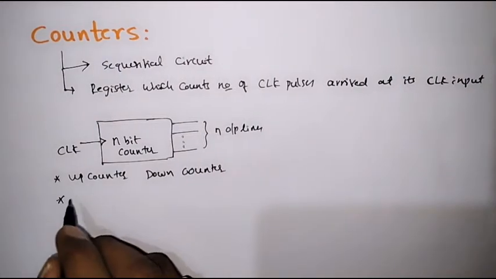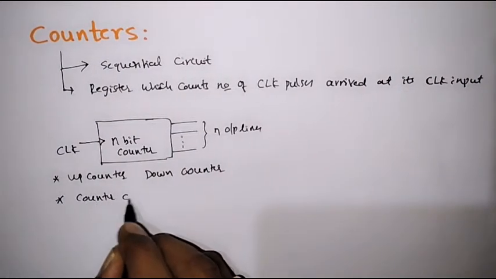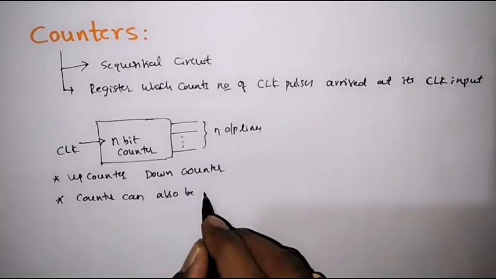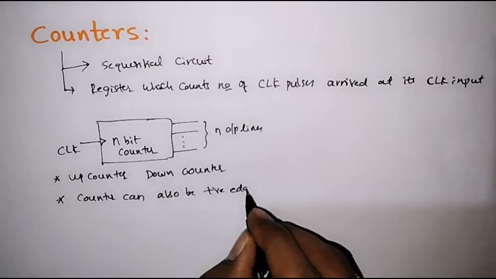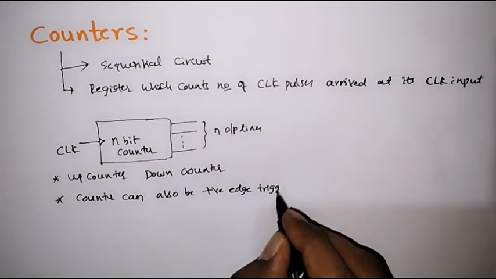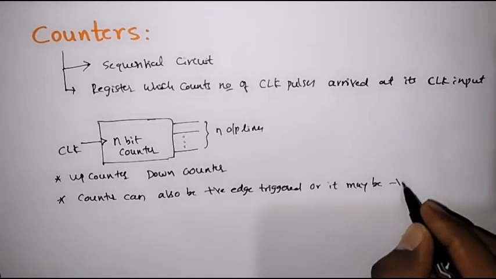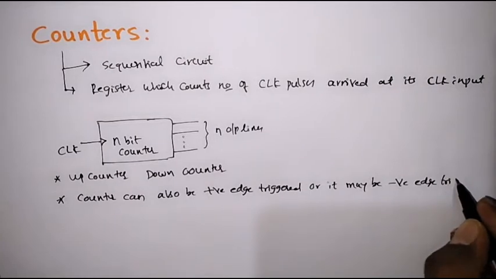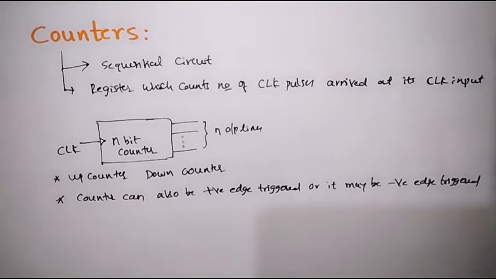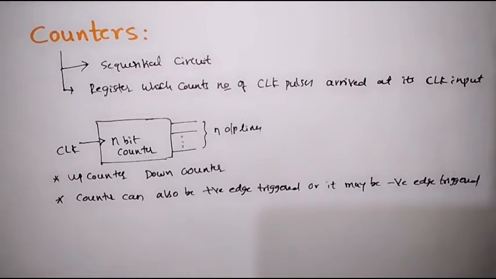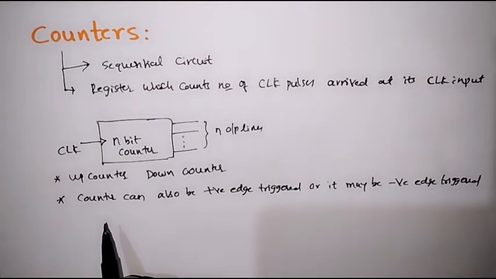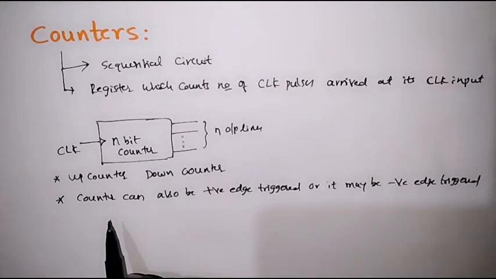Counter can also be positive edge triggered or it may be negative edge triggered. In positive edge triggered, at every positive edge of the clock, the counter will increment or decrement. Similarly, in negative edge triggered, at every falling edge of the clock, the counter will either increment or decrement.